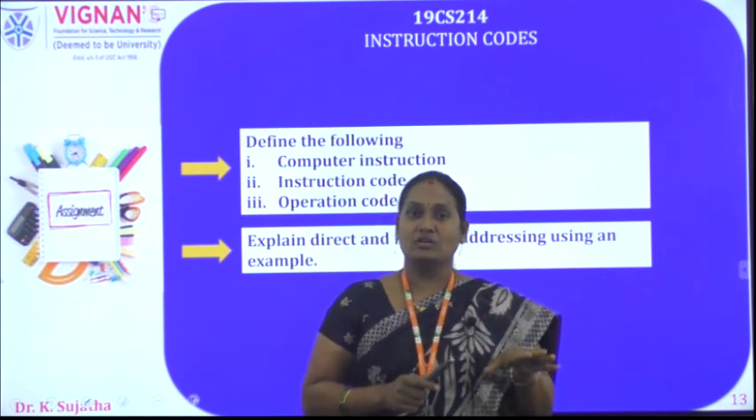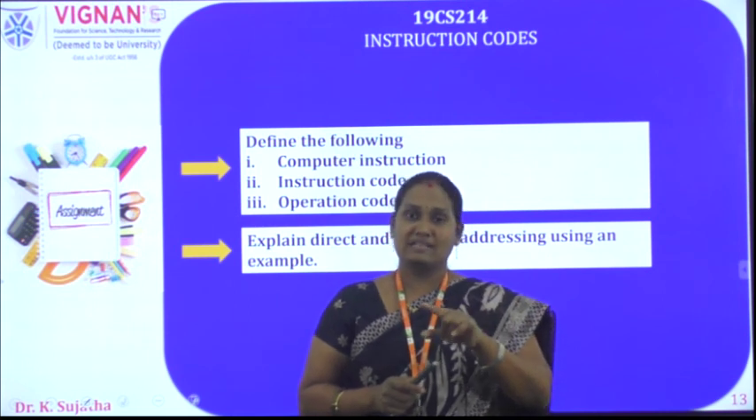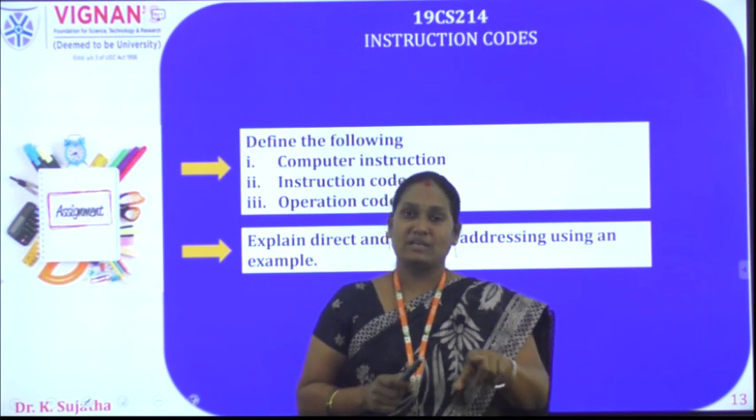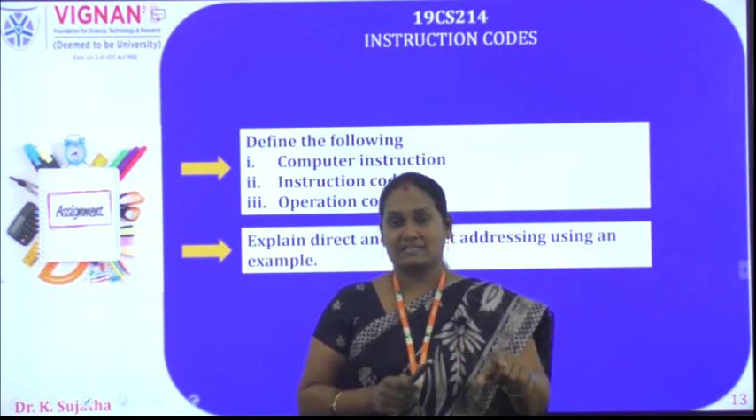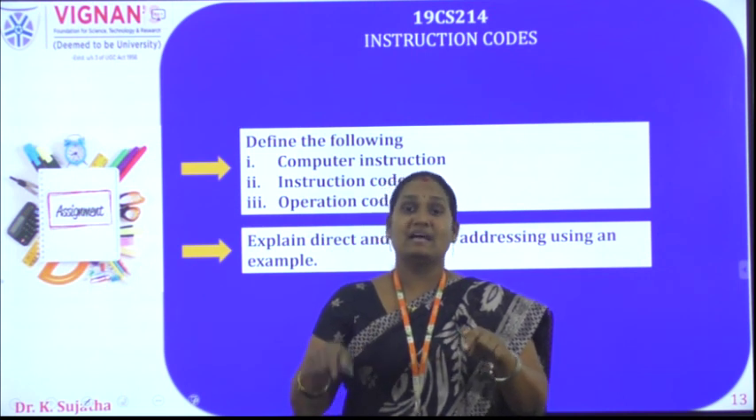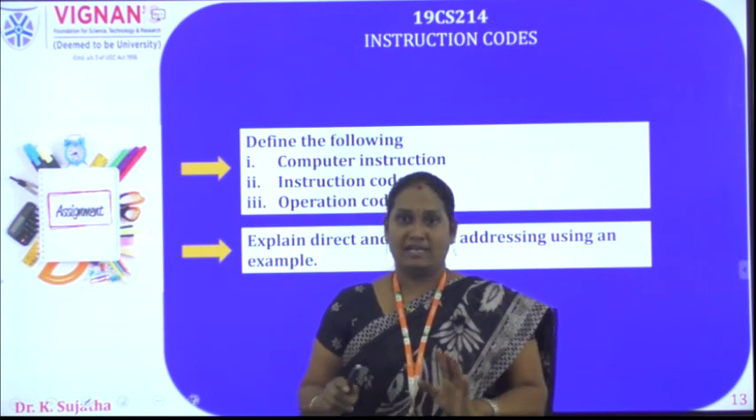If the mode bit is 0, the address we represented in the address part is a direct address. If you go to that address, there you can access the operand. If the mode bit is 1, the address we represented in the address part is an indirect address. That is, if you go to that address in the memory, there you will find the address of the operand. If you go to that address, there you will find the operand.